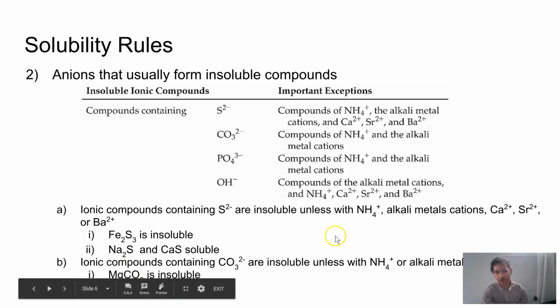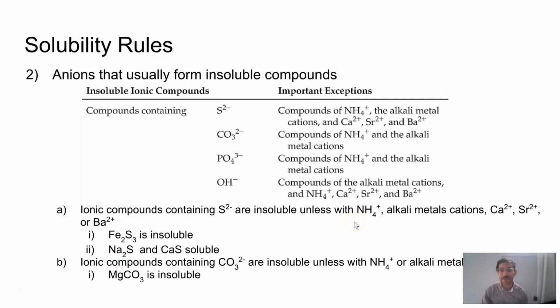We've got magnesium carbonate is insoluble. So phosphates have the same story, and hydroxide, you can see, has its own list of exceptions. Here again, we've got calcium, strontium, and barium. Cool beans. So we can use these to predict whether or not something will be soluble.